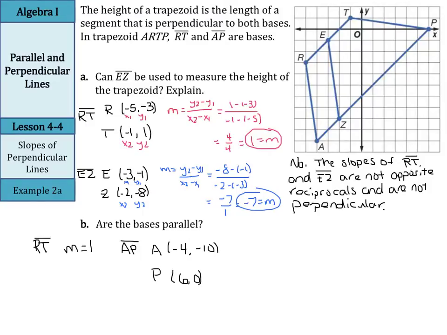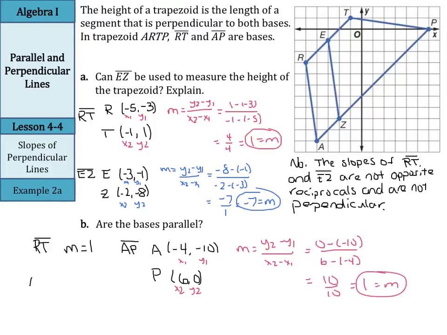And if I label these x1, y1, and x2, y2, when I go to calculate the slope one last time on this problem, y2 minus y1 over x2 minus x1, or y2 is 0 minus negative 10 over 6 minus negative 4. That simplifies into 10 over 10, which is, hey, 1. So the slope of AP is 1. So to answer our question, are the bases parallel? This time we can say, yes.